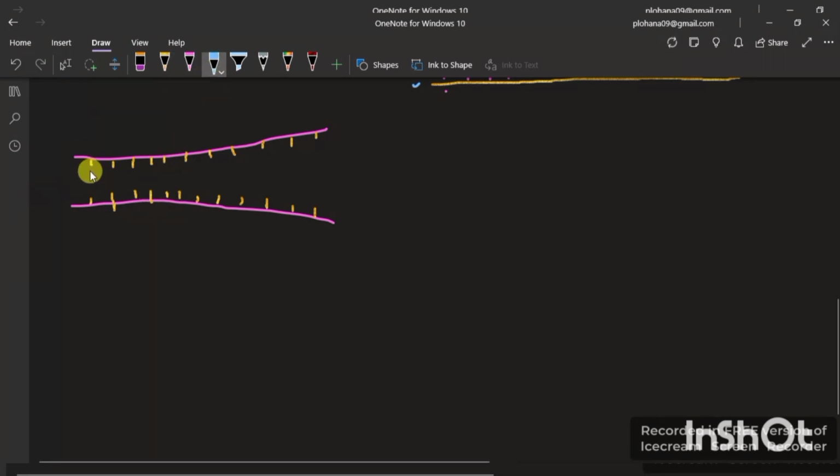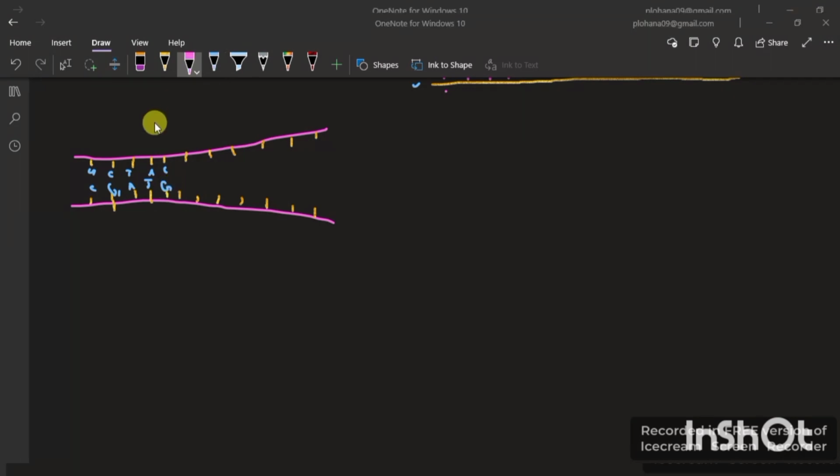Now let's see. Here I have G, here I have C, here I have T, here I have A, here I have C. Here will be the complementary nucleotides of this. So here I have G, so here it will be C. Here I have C, so here it would be G. Here I have T, so here it would be A. If I have A here, here it would be T. C will be complementary to G.